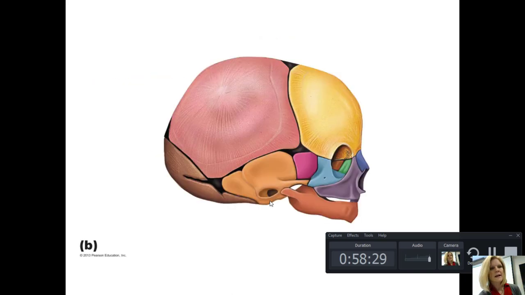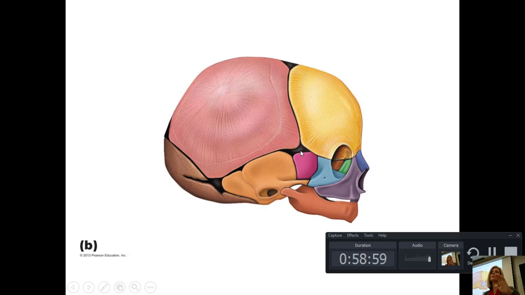And then if we look at the side view, where these skull bones come together, we have the mastoidal fontanelle and the sphenoidal fontanelle. Which one is more toward the front of the skull, the sphenoid bone or the mastoid bone? Mastoid bone was down here. Remember the mastoid process down here by the temporal bone? So this is the sphenoidal one.